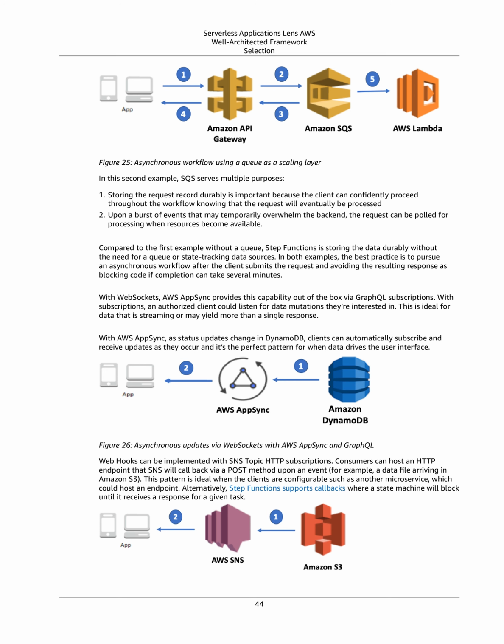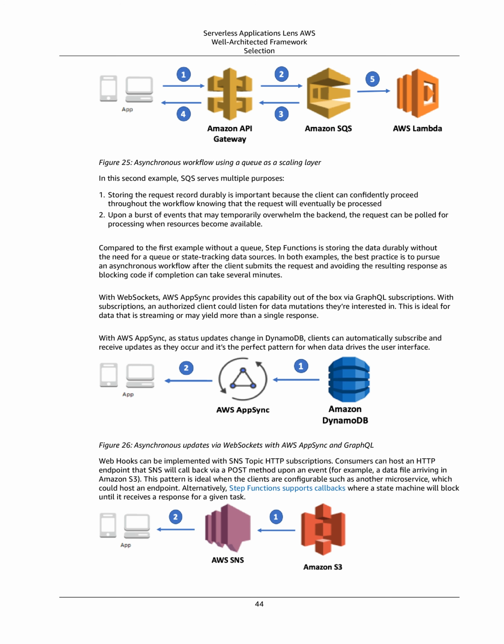With WebSockets, AWS AppSync provides this capability out of the box via GraphQL subscriptions. With subscriptions, an authorized client can listen for data mutations they're interested in. This is ideal for data that is streaming or may yield more than a single response. With AWS AppSync, as status updates change in DynamoDB, clients can automatically subscribe and receive updates as they occur, and it's the perfect pattern for when data drives the user interface.